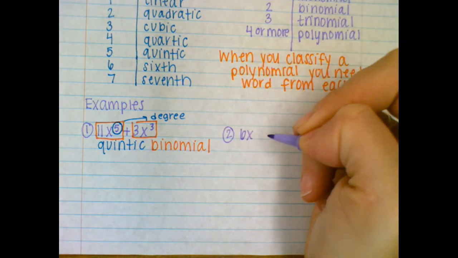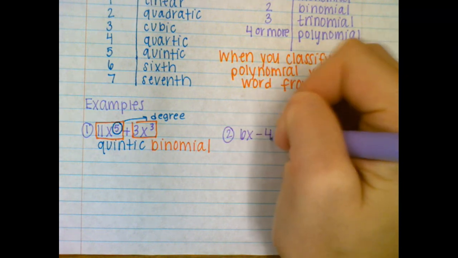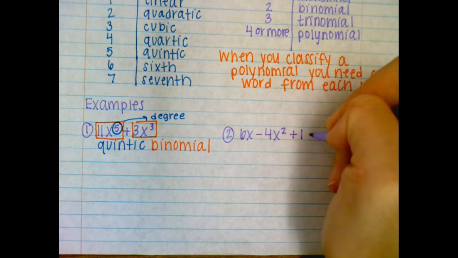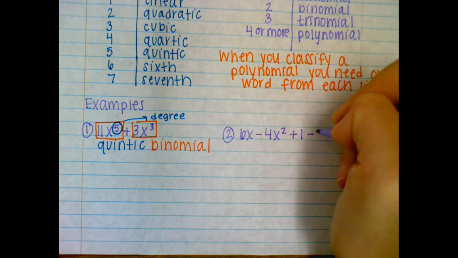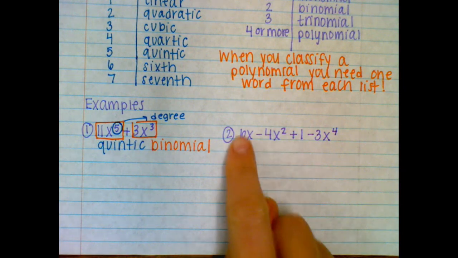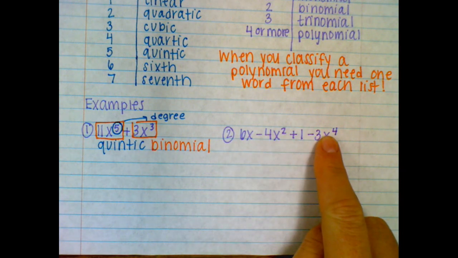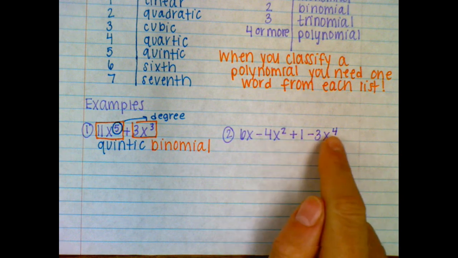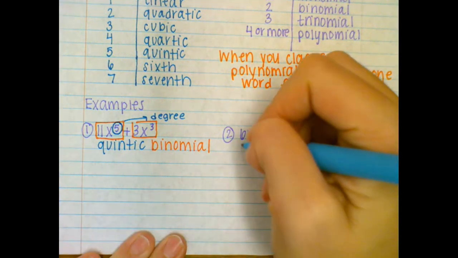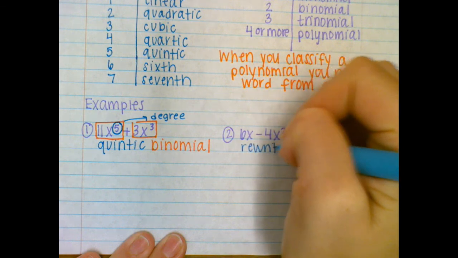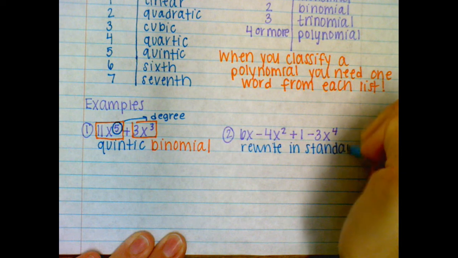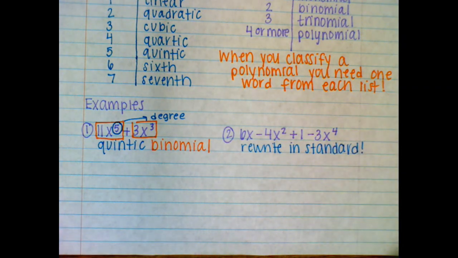6x minus 4x squared plus 1 minus 3x to the 4th. So the problem with this one is it's not in standard form. It's not going from the largest to the smallest. So what you have to do first is rewrite it in standard form.